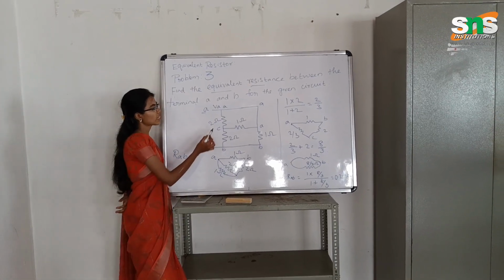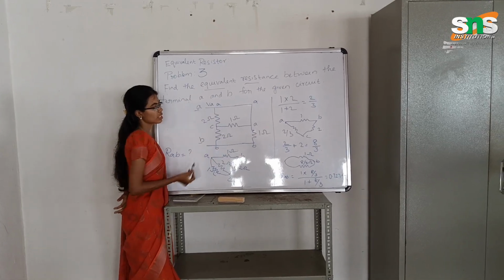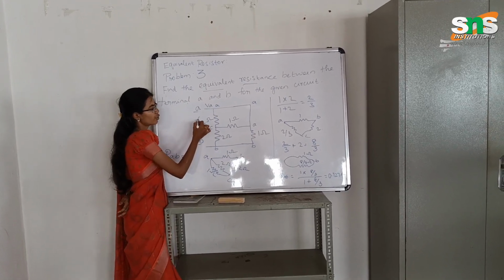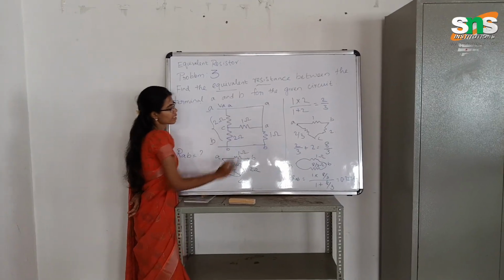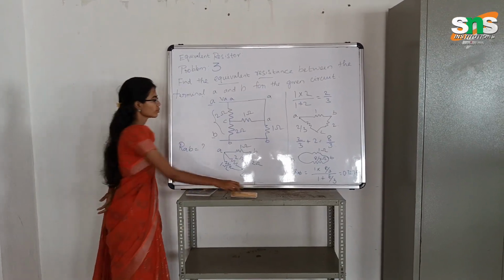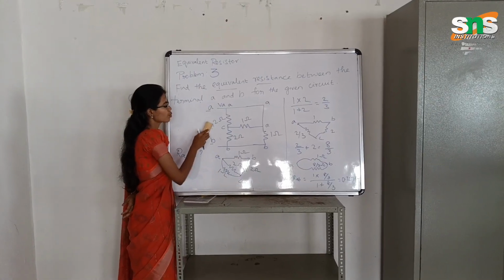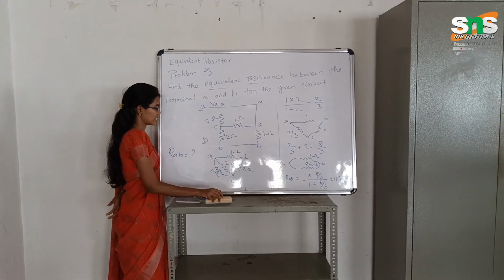So here we are connected with four different resistances, in which a 2 ohm resistor is connected in series and the other 2 ohm resistor is connected in series. So now we are going to solve this equivalent resistance.